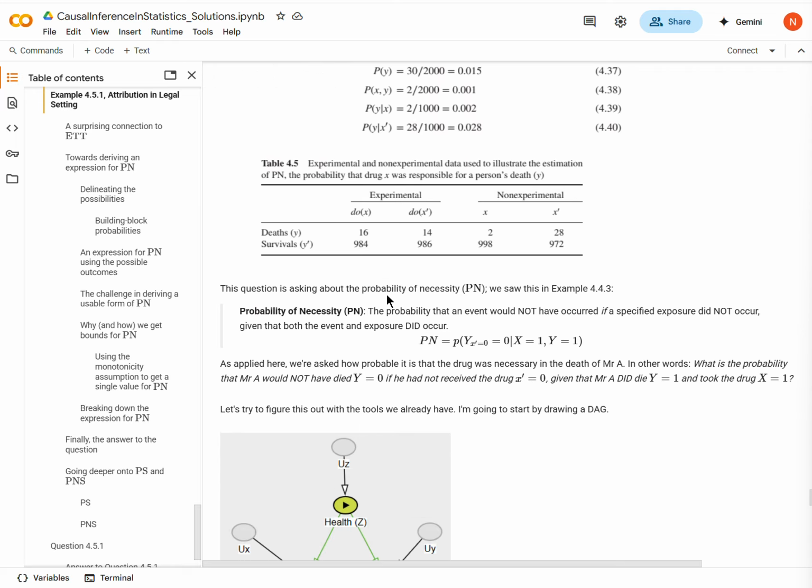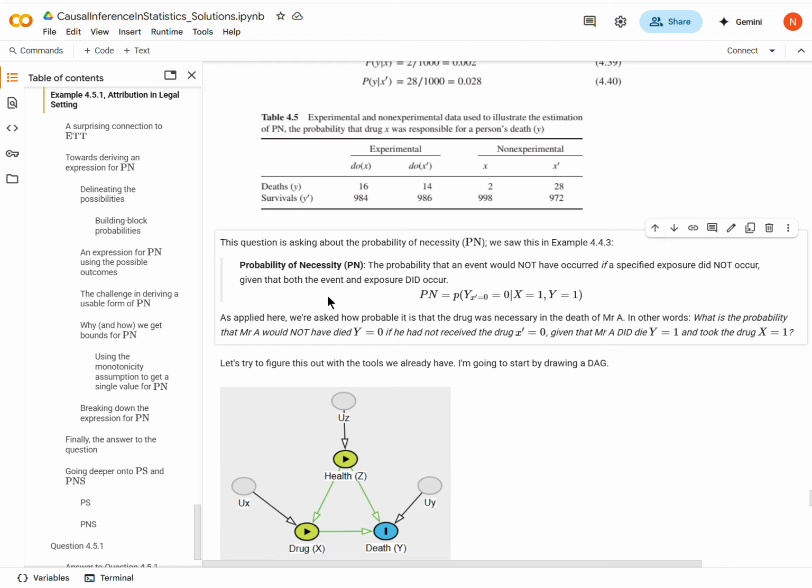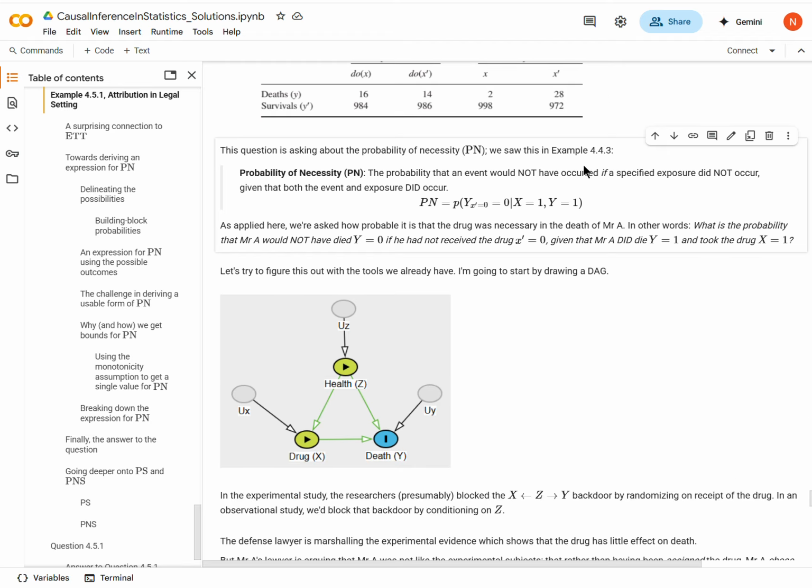All right. So now let's start trying to tackle this question. The question is asking about the probability of necessity. And if you remember from earlier, the probability of necessity is precisely this right here. Let me put it in terms of this example. It is the probability that Mr. A does not die if he had not taken the drug.